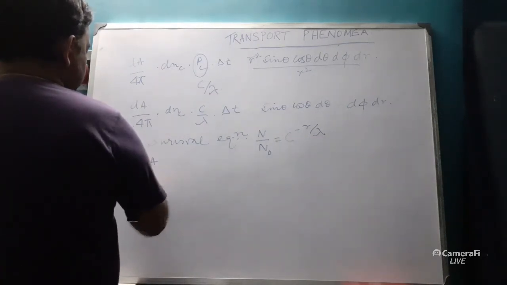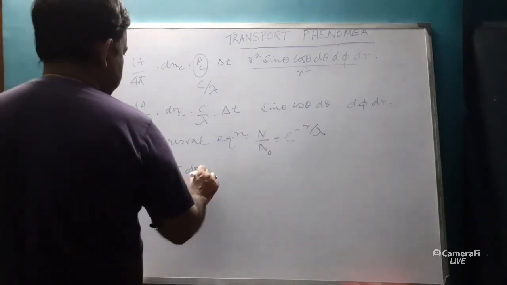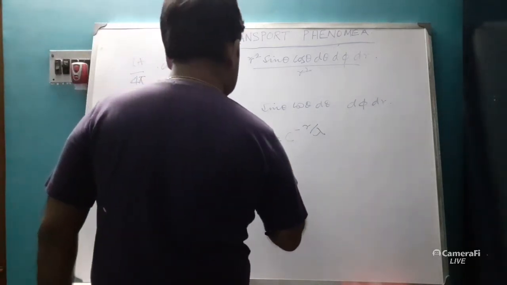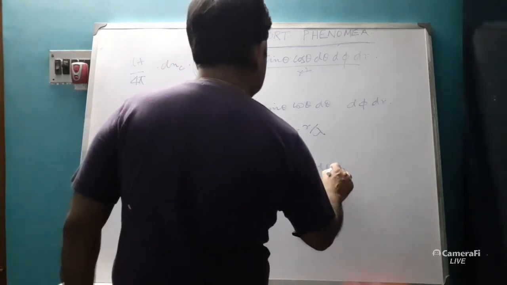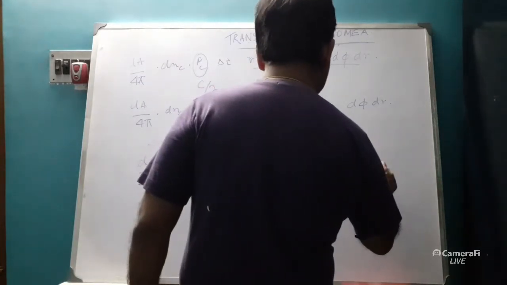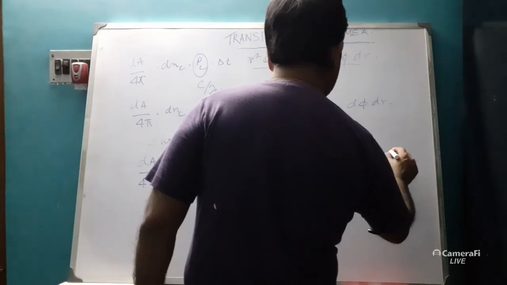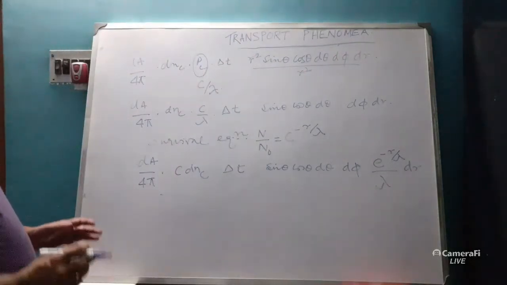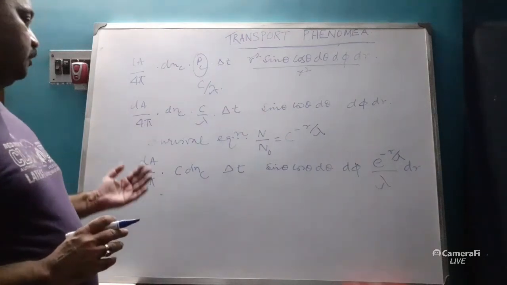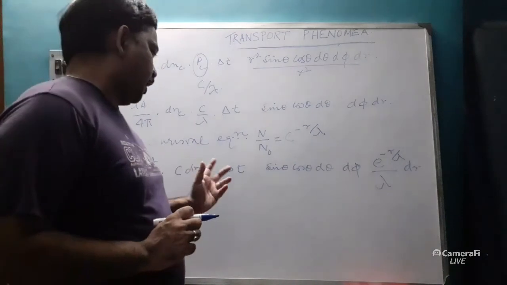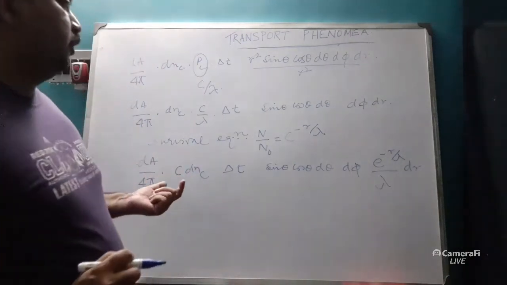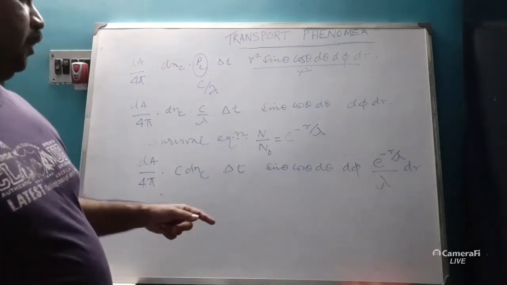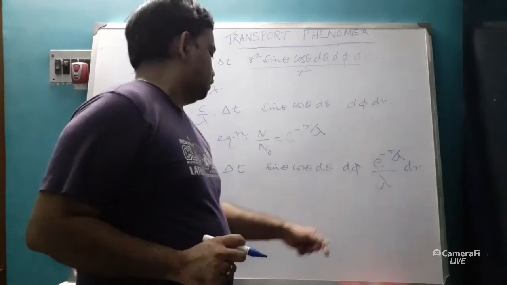Maybe this dA into 4 pi, c dNc, then we have del t, sin theta cos theta d theta d phi, then we have e to the power minus r by lambda dr. So this is the expression for the number of molecules that are passing through this area dA, subtending a solid angle of d omega, and without collision.